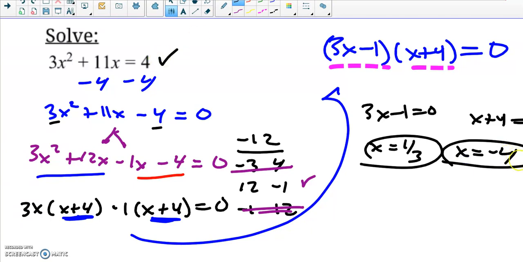Again, remember, of course, I could plug those in for x and see that 3 times negative 4 squared plus 11 times negative 4 does in fact equal 4. And same if I plugged in the 1/3. And that concludes this video.